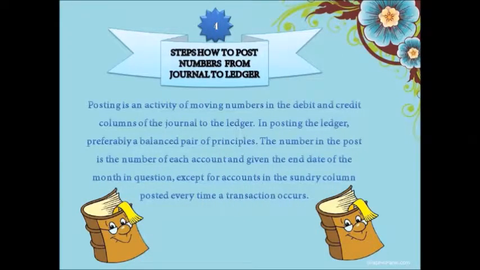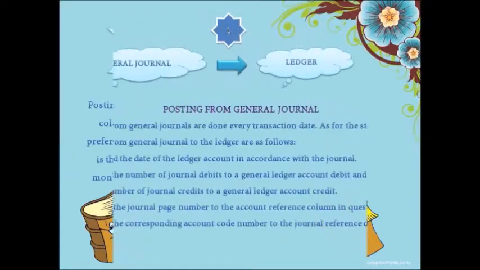In the last point, I want to tell you how to post the numbers from journal to ledger. Previously, we should know what posting is. Posting is an activity of moving numbers in the debit and credit columns of the journal to the ledger. In posting the ledger, preferably a balanced pair of principals, the number posted is the number of each account and given the end date of the month in question. Accounts in the sundry column are posted every time a transaction occurs.